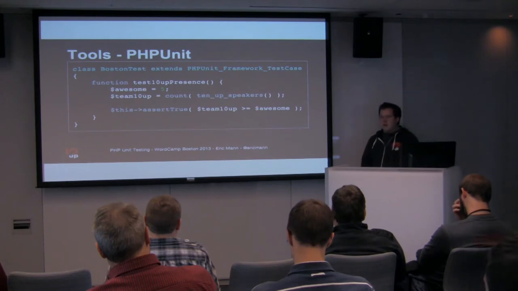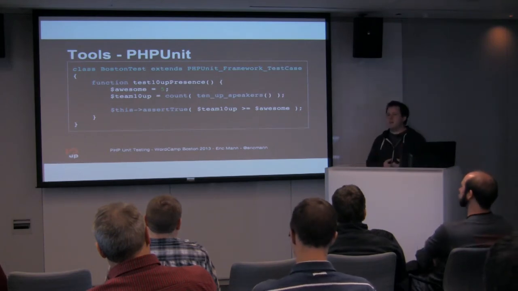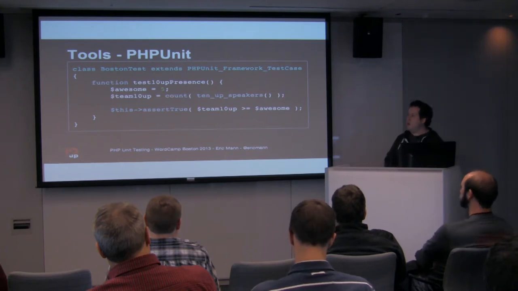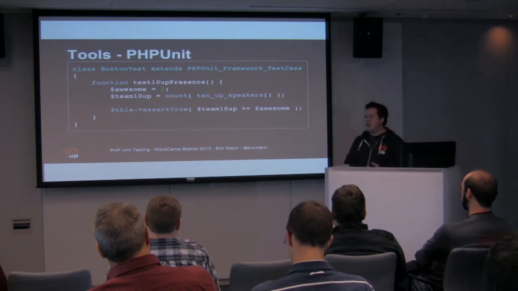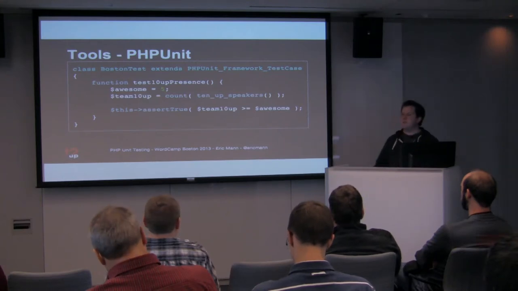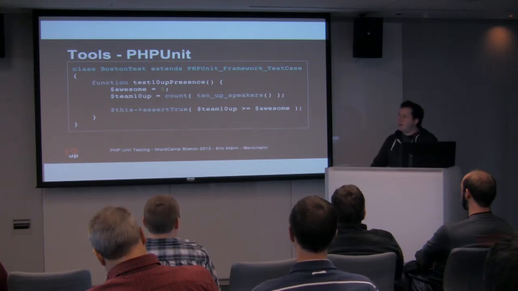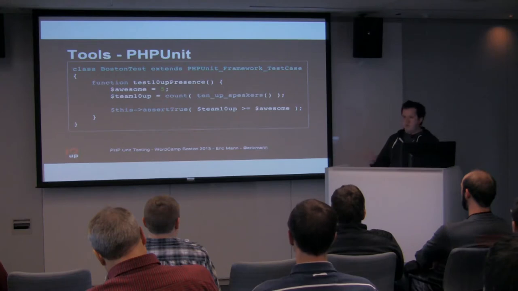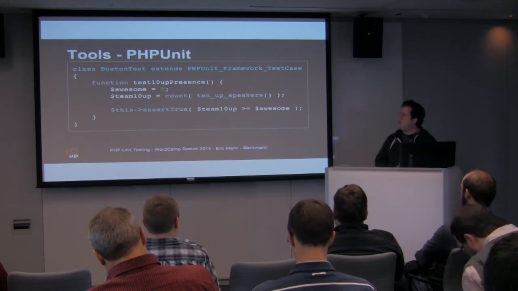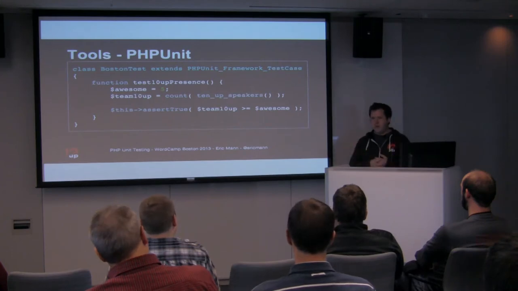So now we're going to take a time to talk about tools, how you can actually implement unit testing in your own development practices. The first tool I'm going to talk about is PHP Unit. It is kind of the standard unit testing system for PHP. It's what the WordPress unit testing framework uses. It's what I use in my development. If you're writing JavaScript code, there are JavaScript unit test frameworks and things like that as well. But PHP Unit is kind of the big thing for PHP.